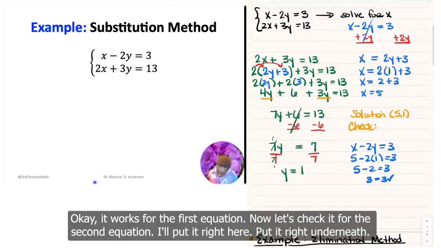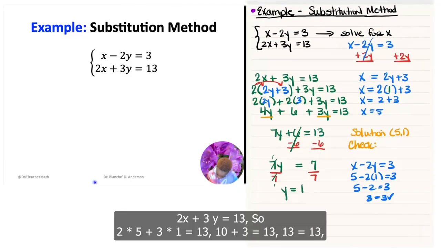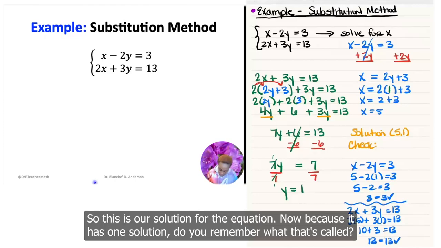Now let's check it for the second equation. I'll put it right here, right underneath. 2x plus 3y equals 13. So 2 times 5 plus 3 times 1 equals 13. 10 plus 3 equals 13. 13 equals 13. Bet. So this is our solution for the equation.